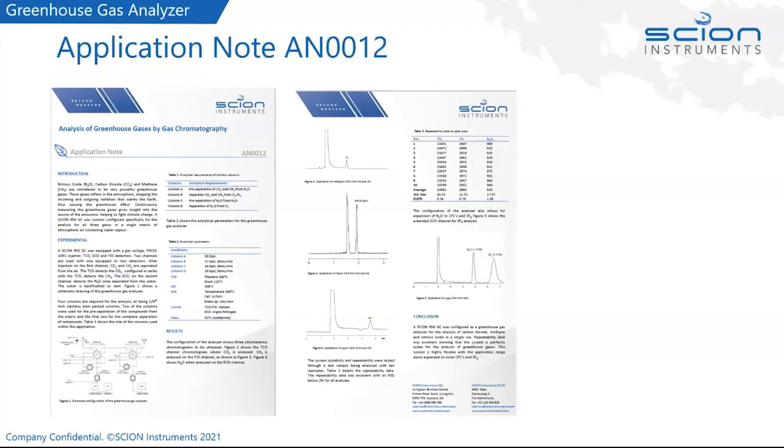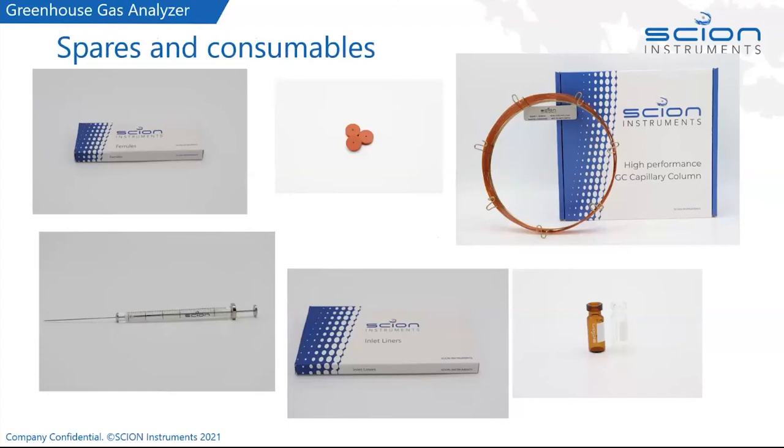And next to that, at SCION, we also have SCION branded spares and consumables. We just released a guide, which is also available on our website. In this, I've shown some examples of what we have to offer: ferrules, liners, syringes, septa, vials, and we also have SCION branded columns. We are expanding what we offer throughout the year, so our consumables guide will offer more and more within the next couple of months.